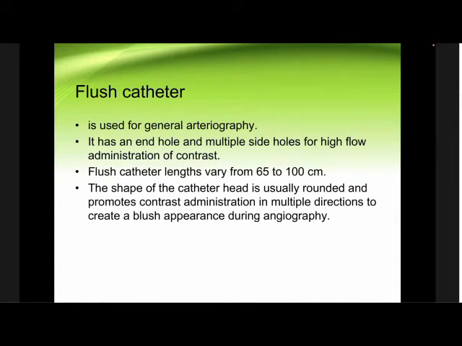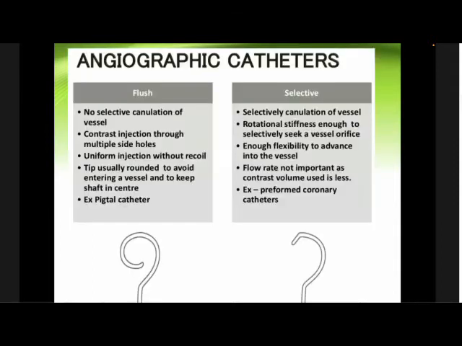Whereas the flush catheter is used in general arteriography, which has an end hole and multiple side holes for the high flow administration of contrast, varying in length from 65 to 100 centimeters. It usually has a rounded shape which promotes contrast administration in multiple directions, thus creating a blush type appearance during angiography. I will come to each in turn.